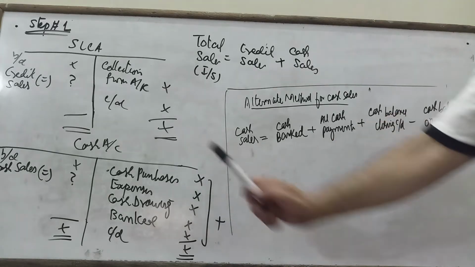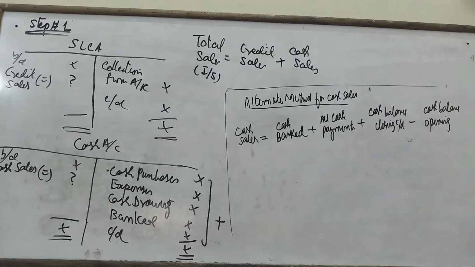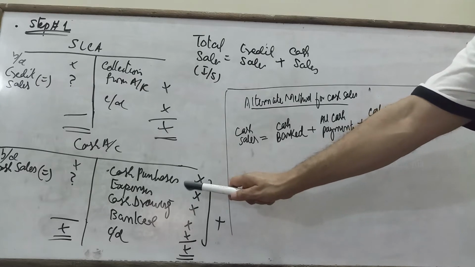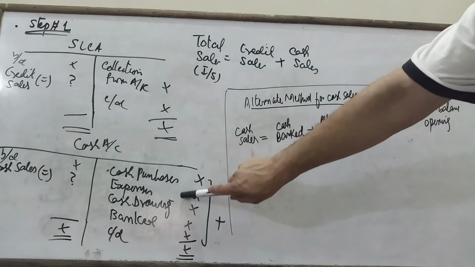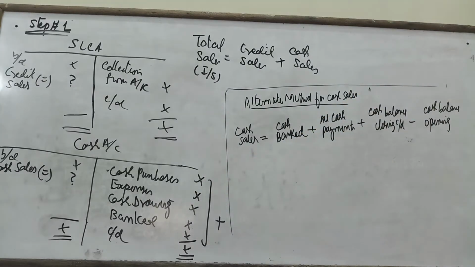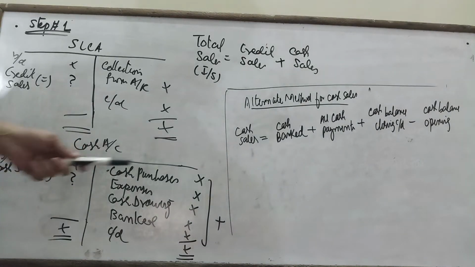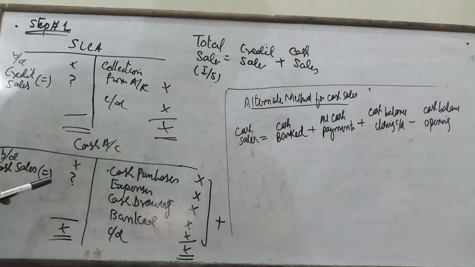You can calculate cash sales from the T account. I prefer the T account. It is all up to you, but normally I prefer my students to draw a T account. This is the easiest method. Here you can easily apply all cash payments on the credit side and the balance BD on the debit side. Add all this, minus this, equals cash sales.